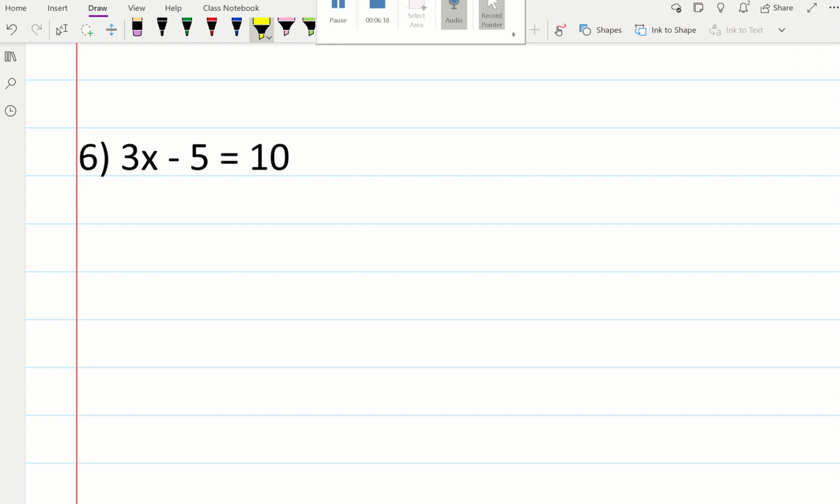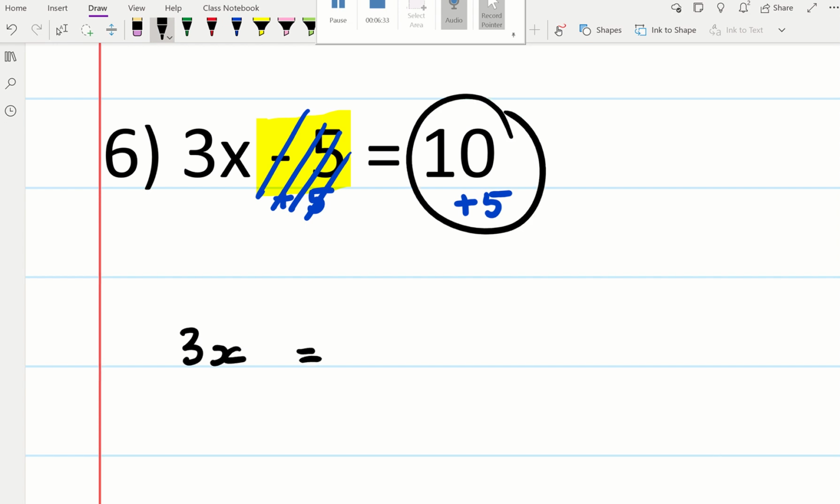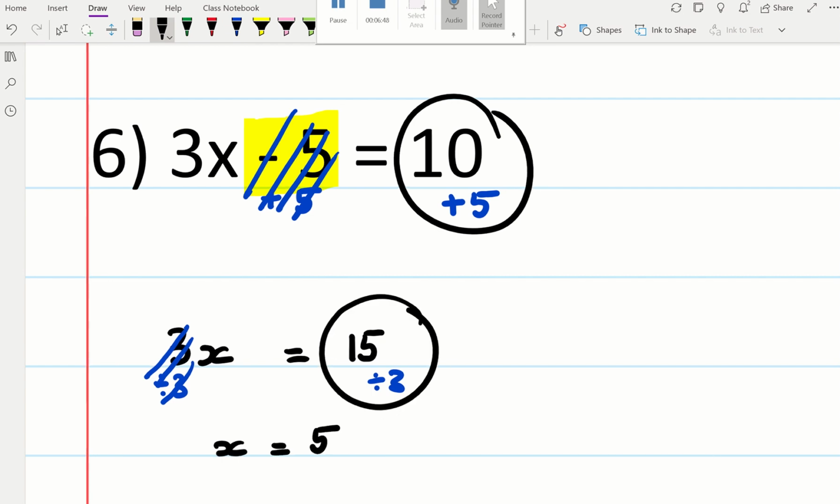And again, same idea. This is a minus 5. So I'm going to add 5, and I'm going to add 5. I'm going to do the opposite. These cancel. 3x equals 10 plus 5 is 15. Divided by 3, divided by 3. X equals 15 divided by 3, which is 5.